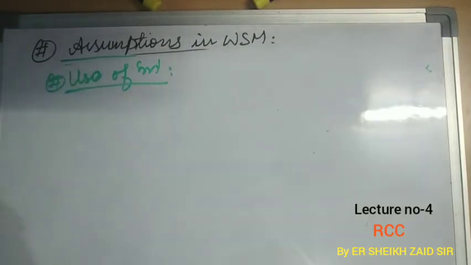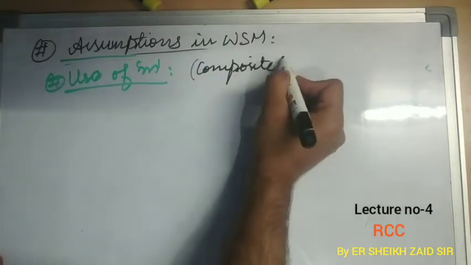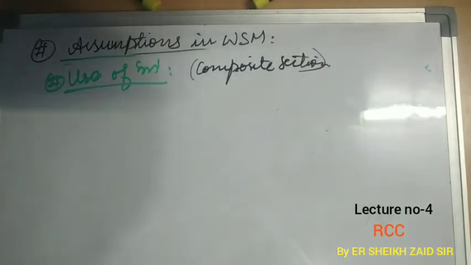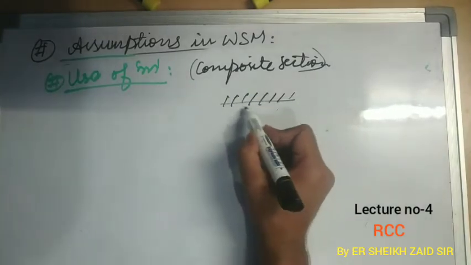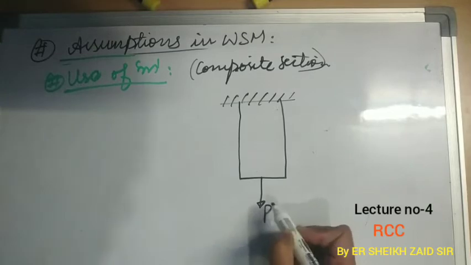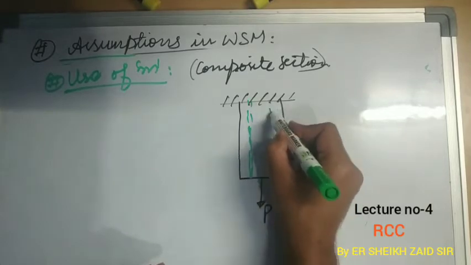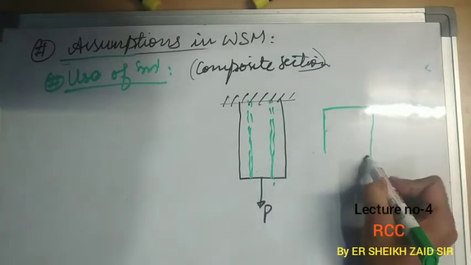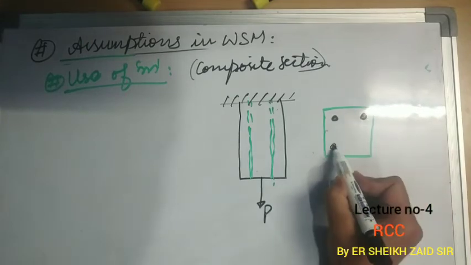See, in case of composite section, always strain values are same in two materials at a particular location. For example, this is a composite section subjected to a tensile load P. These are the reinforcing bars, and this is its cross-sectional view. So it becomes a composite section.